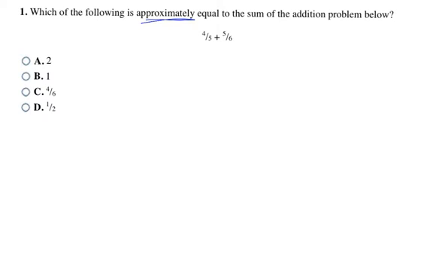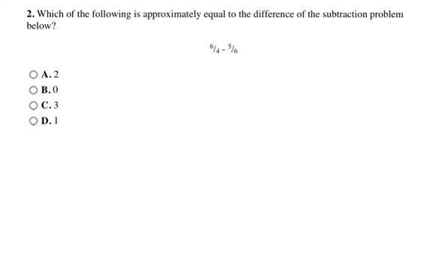So if I tweak the first problem, if I tweak that numerator to a 5, that's going to be 5/5, which is the same as 1. And in my second fraction, 5/6, if I tweak that numerator to a 6, that's going to be 6/6, which is also 1, and 1 plus 1 is 2, so that answer is going to be approximately 2, which is choice A.